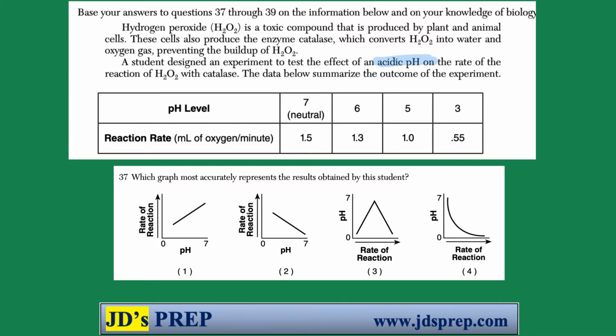All right, so here we have a lab exercise, which is measuring the effect of acidic pH on the rate of the reaction of H2O2, so hydrogen peroxide, with catalase. Catalase breaks down hydrogen peroxide and produces water and oxygen gas. Okay, so let's look at the table that we've been given.